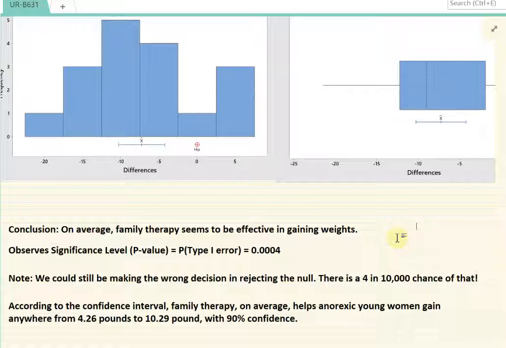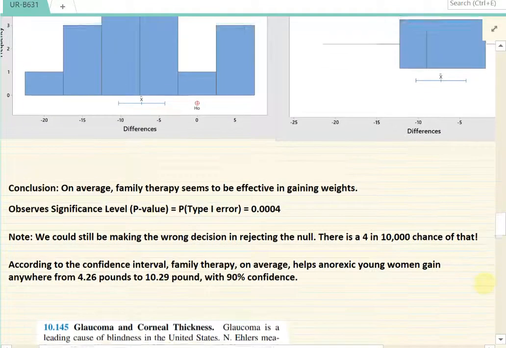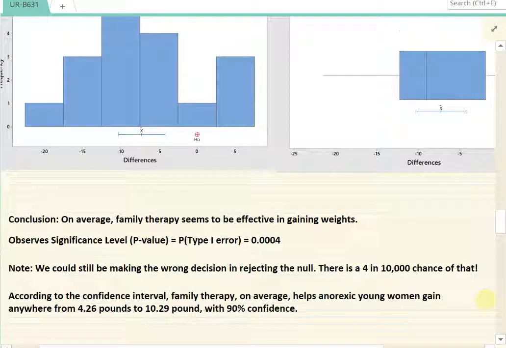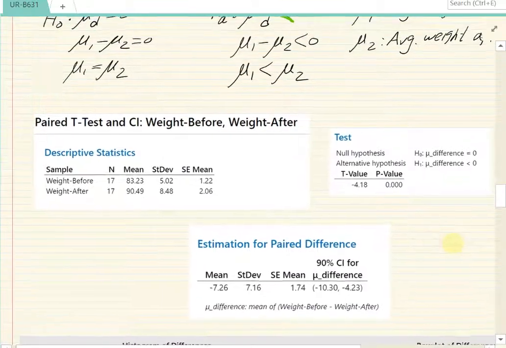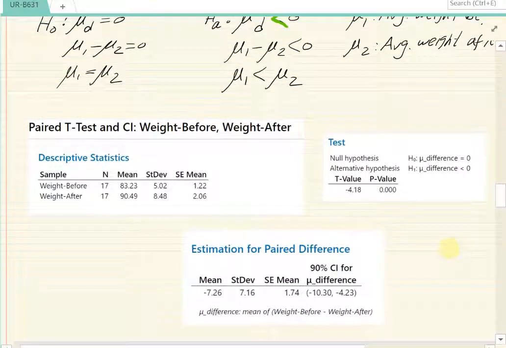Now, also according to the confidence interval here, because of that -10 to -4 range, we are 90% confident that the family therapy on average actually helps these women gain anywhere from 4 to 10 pounds. That's what the confidence interval tells us. Okay, so let's see how we're going to actually get these numbers off of Minitab.